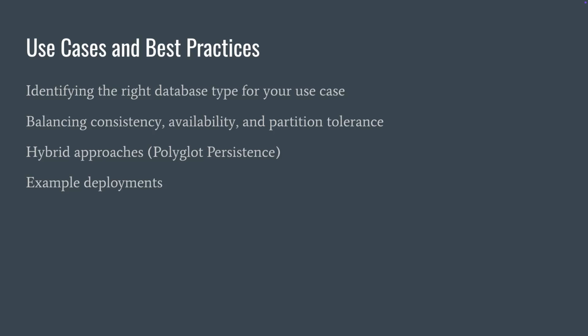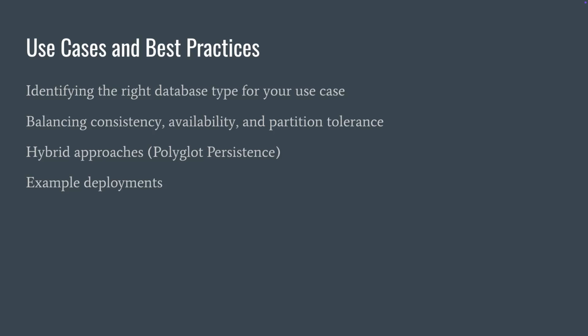And polyglot persistence. In complex applications, one single database type might not fit all scenarios. That's where polyglot persistence comes in. You use different databases for different parts of your system based on which type suits a particular workload. So, for example, you might use a document store for user profiles, a graph database for relationships, and a relational database for billing transactions.